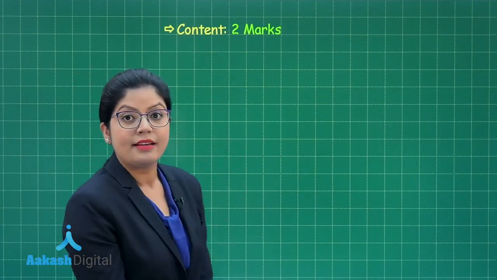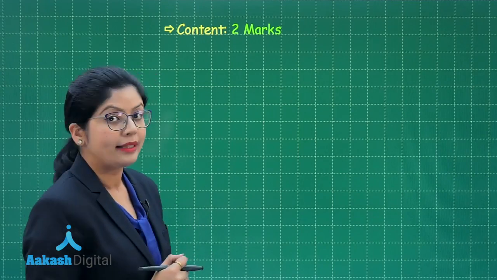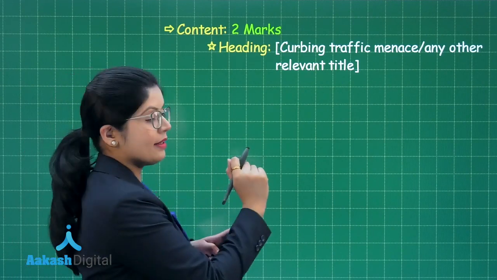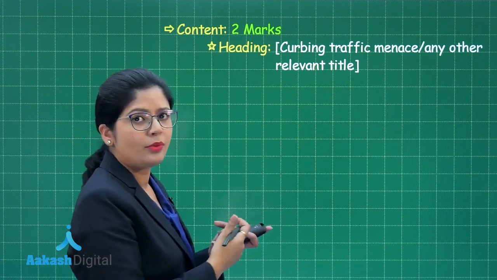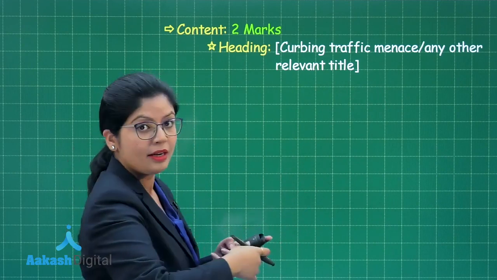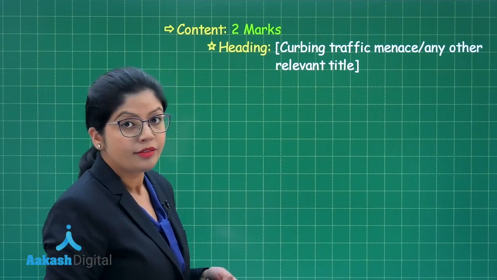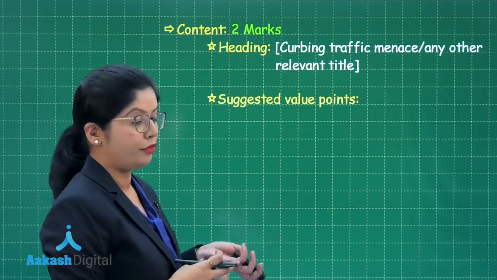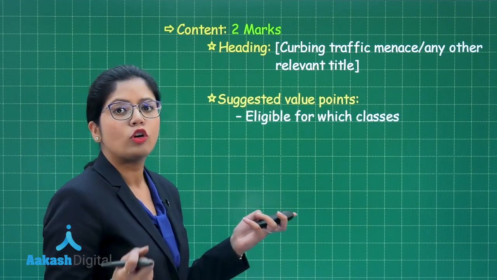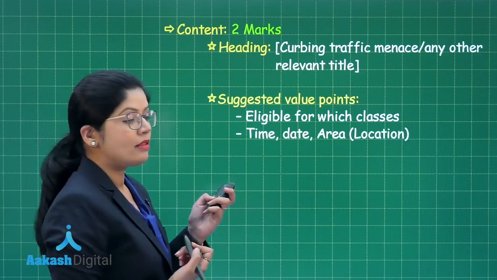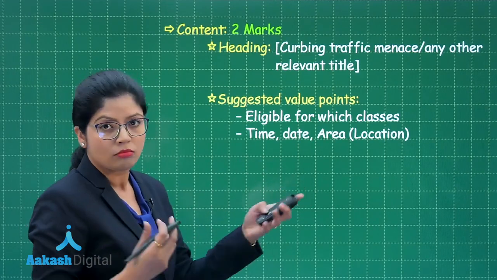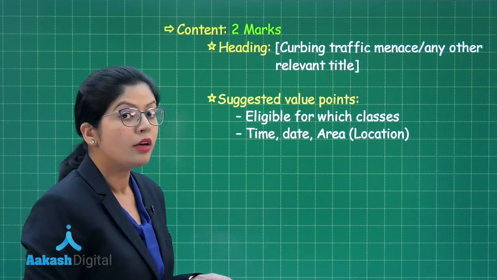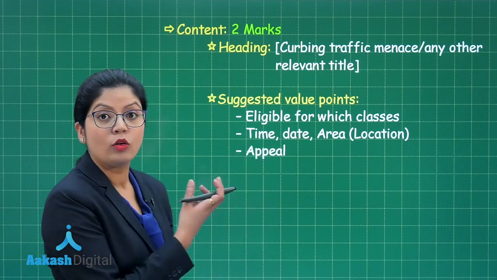Now, this content takes 2 marks of your marking scheme. In content, the first thing I have to keep a check on is my heading. I can come up with a relevant title such as Curbing Traffic Menace or any other title that you can think of. Second are the value points that should always be part of your content. First, which all classes are eligible. Second, date, time, area or any other location that has been prescribed, or you may come up with your own response. Third being the appeal of your writing.